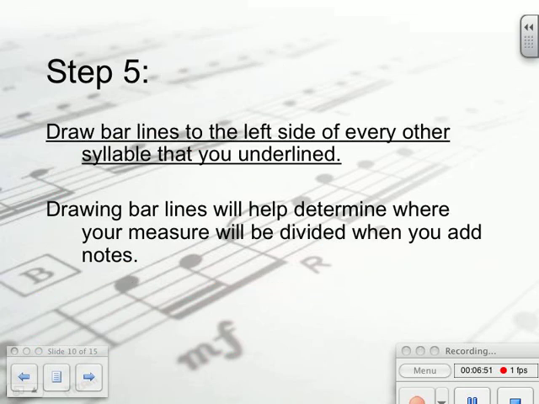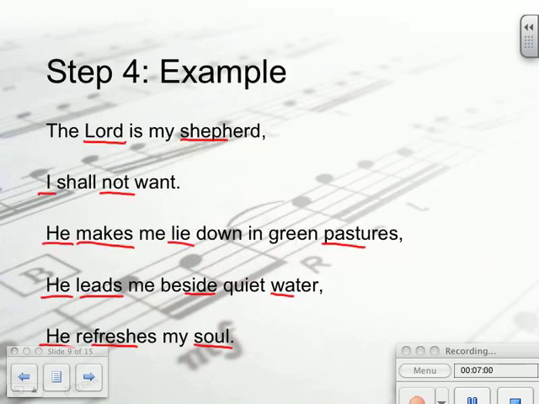Step number 5 is what you are going to do next: you're going to draw bar lines to the left side of every other syllable that you underline. This is going to help determine where your measures will be divided when you add notes. So I'm going to go back to this example. Here's one of my underlined syllables. And what I'm going to do is put a bar line to the left of it.